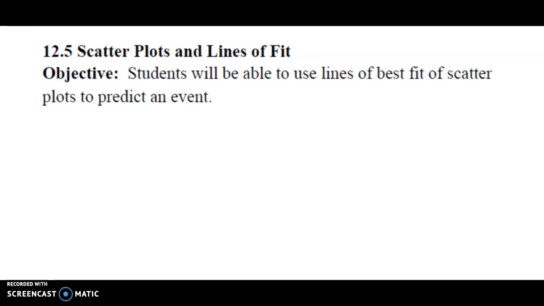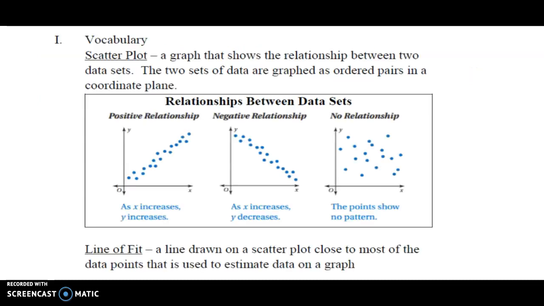Today we're going to do 12.5 scatter plots and lines of best fit. All right, a scatter plot is a graph that shows a relationship between two data sets. The two sets of data are graphed as ordered pairs in a coordinate plane. And here are some examples of scatter plots.